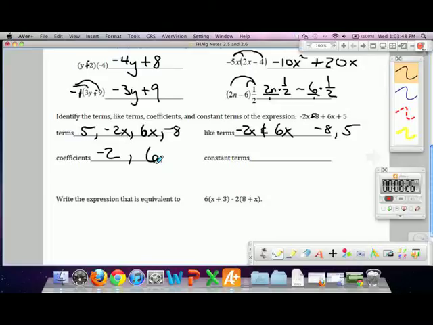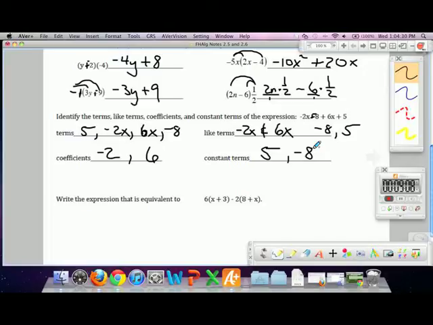A constant is the opposite of a variable. A variable varies, it can change. Constants don't change. Constants don't have variables attached to them. Constant terms are any terms that have no variables attached to them. So what would be a constant term in this expression? 5 is one of the constant terms in this expression. What would be our other constant term? Negative 8 is our other constant term. Similar ideas, they're just numbers, but we have to know the difference between them. The difference is coefficients are multiplied to a variable as well.